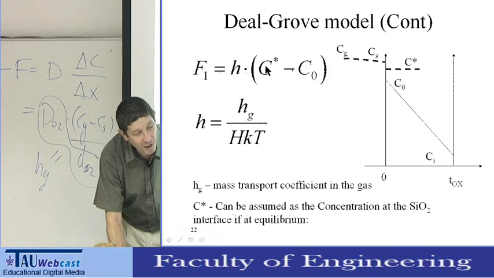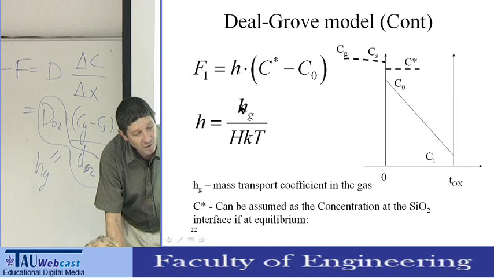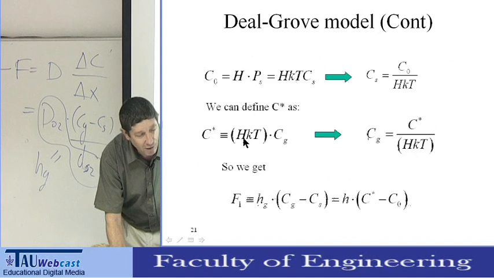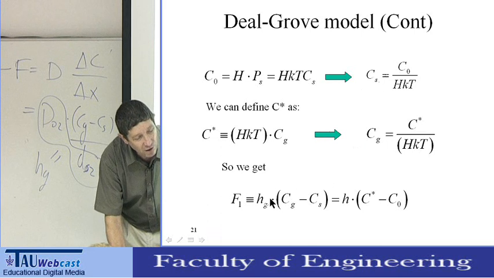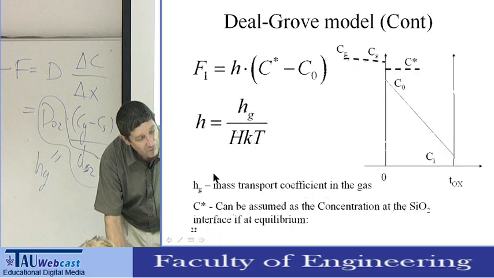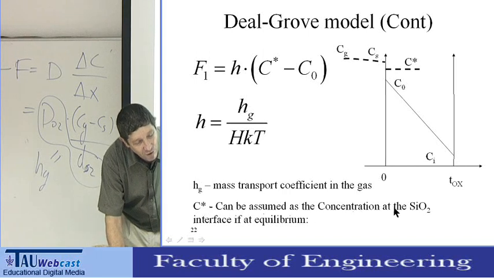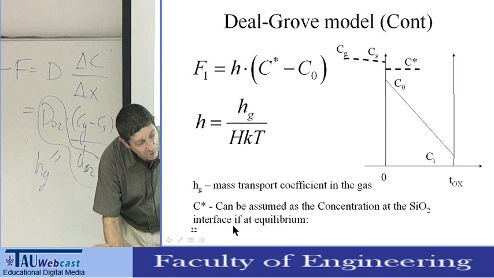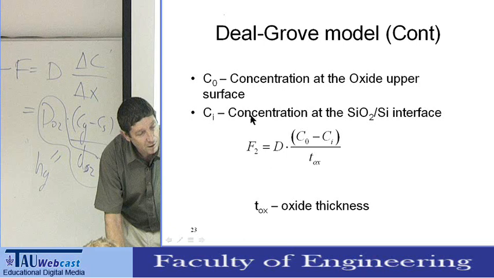So F1 is H times C star minus C0, and we define the new H as Hg over HKT. I can define this new constant H as a function of Hg. And Hg is the mass transport coefficient in the gas, and C star can be assumed as the concentration at the SiO2 oxide interface if at equilibrium. So let's continue.